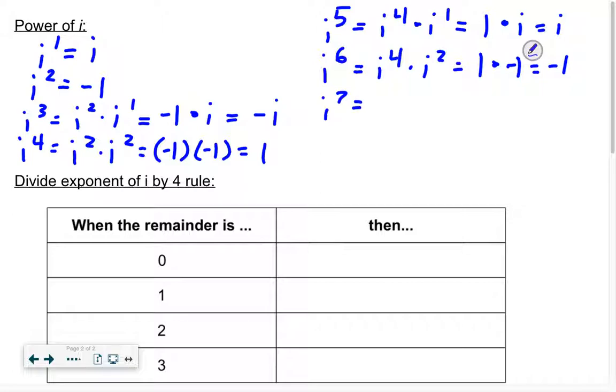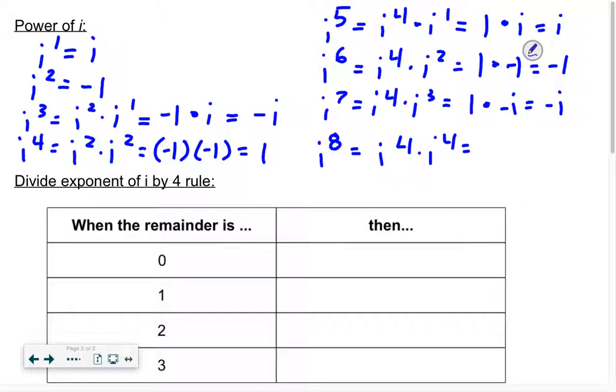And at this point, you might be telling yourself, okay, are these things going to repeat? Yeah, they are. I to the 7th is i to the 4th times i to the 3rd, which we said was negative i. So negative i. I to the 8th is equal to i to the 4th times i to the 4th, which is simply 1 times 1, which again, we came up with 1. So if you notice, these things are starting to repeat themselves after a multiple of 4.